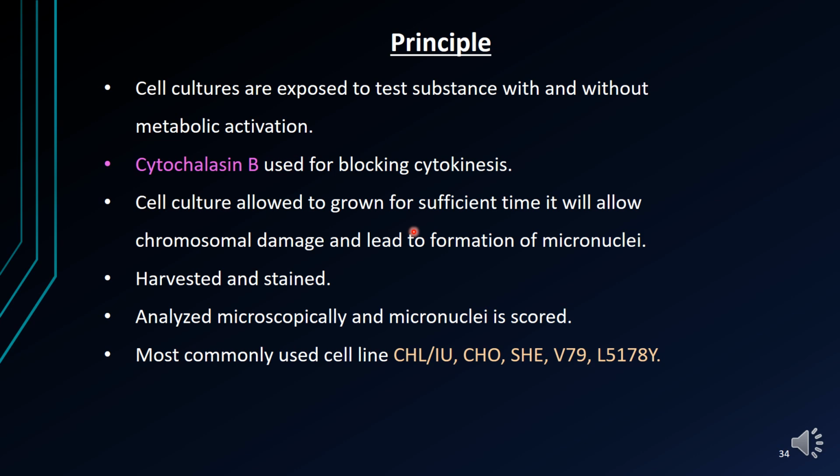Most commonly used cell lines for this test are the Chinese hamster lung, then Chinese hamster ovary, then Syrian hamster erythrocyte, and V79 and 51781. So all these cell lines are used for the micronucleus assay.